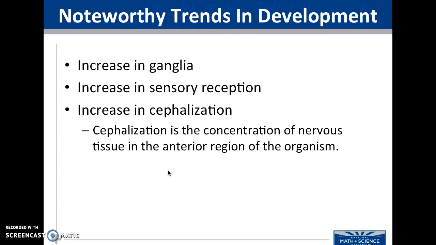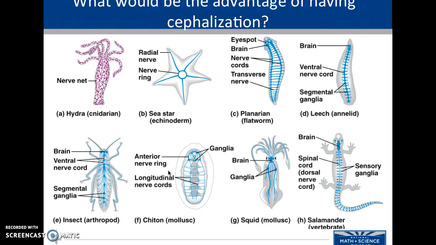Things to note in development: an increase in ganglia, which is basically just an increase in nervous cells, which means an increase in sensory reception. If I only have one nerve per fingertip, my ability to sense things is going to be very low, whereas tons of nerves is going to allow me to sense things much more sensitively. We also see increased cephalization, which is essentially the concentration of nerves in the anterior region, basically the development of a brain where things start to develop. What's the advantage of having cephalization? Essentially, this is going to allow us to organize and process things in a more organized manner.